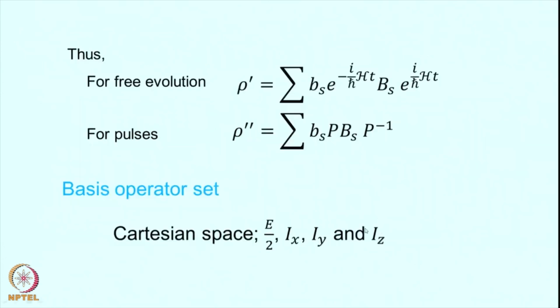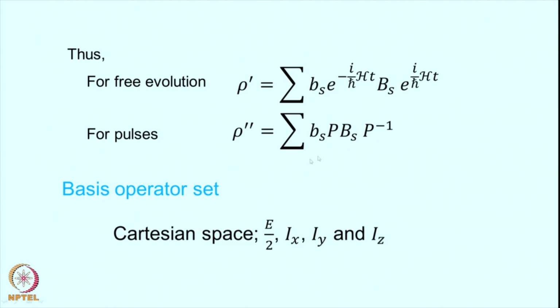Now, having said that, let us calculate the transformation that happens for these density operators. For rho dash, we introduce the rho of t here. So it becomes summation bs Bs, transformed as e to the power minus i by h cross Ht, Bs, e to the power i by h cross Ht. And similarly for the pulses we have rho double dash, which is summation bs P Bs P inverse.